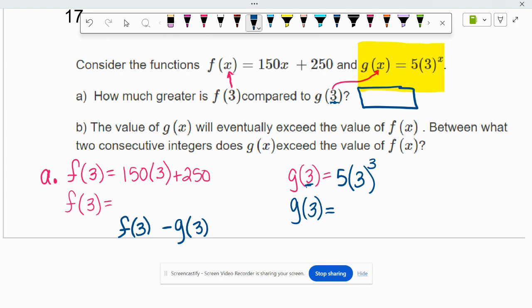What is your answer? Okay. So then remember what I said I want you to do. I want you to take f of 3 minus g of 3, and that's what A is, okay? Which you're supposed to. So you're gonna do this minus that to get your answer.